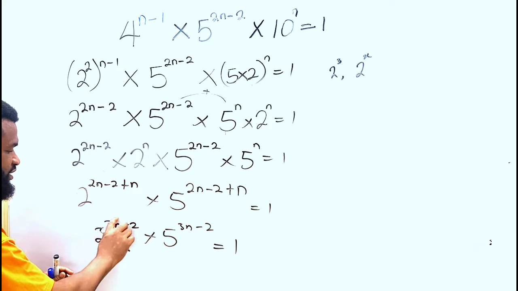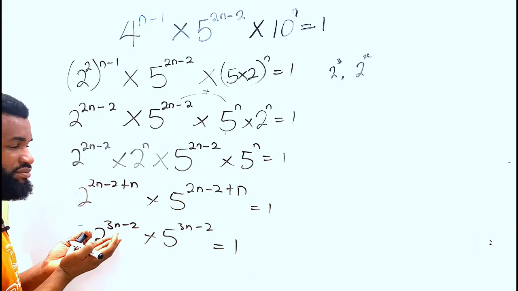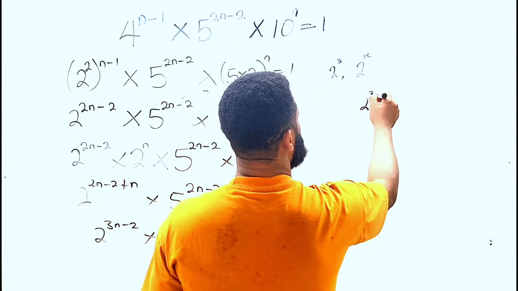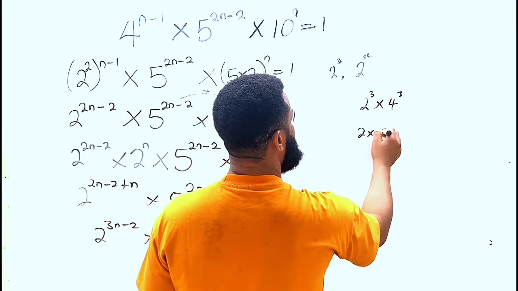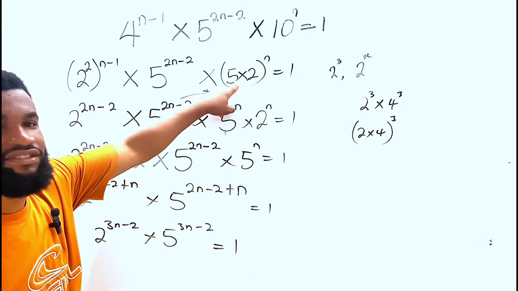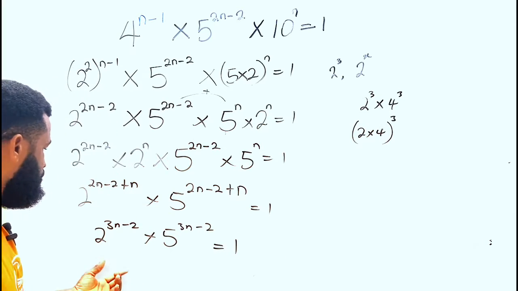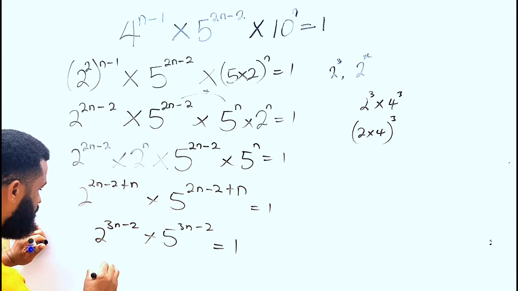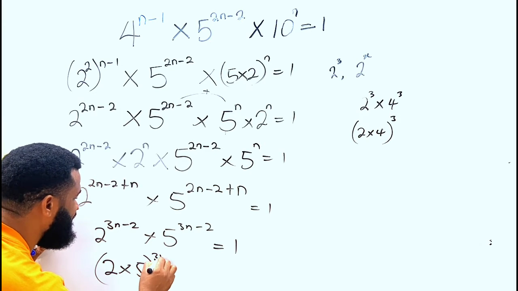Now remember, their powers are the same thing, so they can be grouped in one. It's just like you having 2 raised to power 3 times 4 raised to power 3. It can be written as 2 times 4 all raised to power 3. Just like this, I can do that to this one. Since they have the same power, it will now be, can you guess? 2 times 5 all raised to power 3n minus 2.